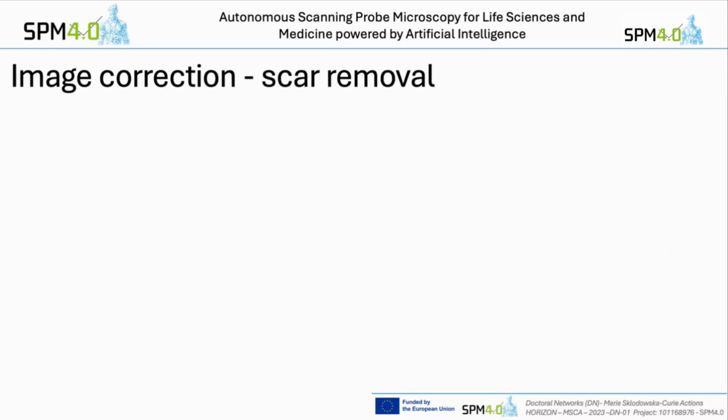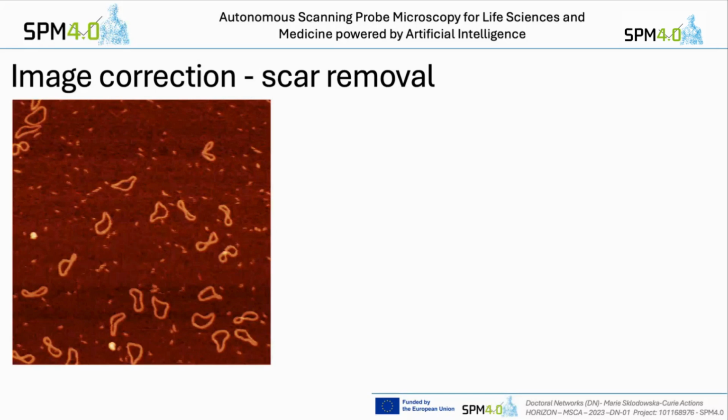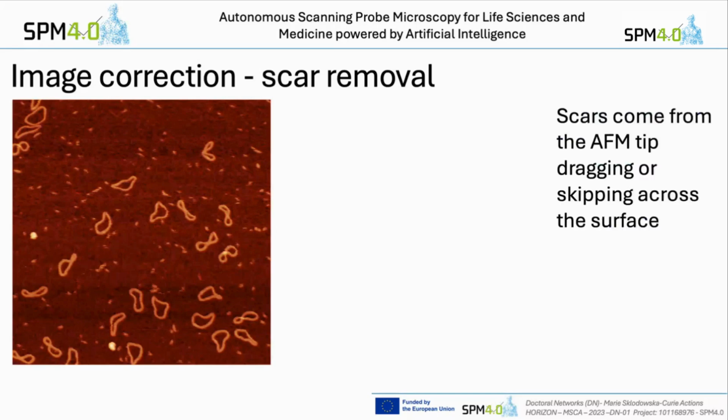We also have an artifact in AFM images called scars, and it's probably very difficult to see on the screen. But scars come from the AFM tip dragging or skipping across the surface. As your tip's moving along, it encounters something quite high, and it can sometimes hit that and skip a few pixels. It'll just miss the next few pixels that it's touching the surface. It usually comes up on the scan as either a completely bright white line or a completely dark black line, which is missed pixels.